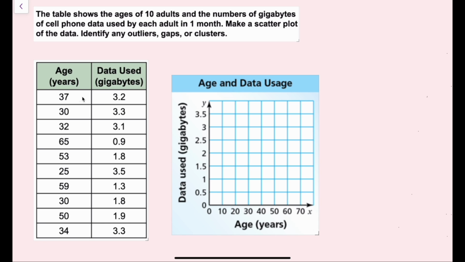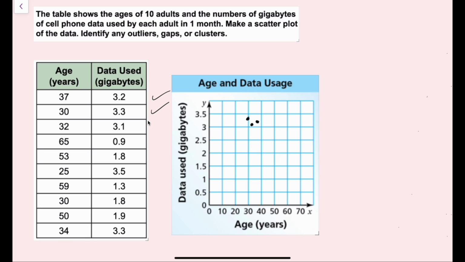So all I need to do is plot these ordered pairs from the table. Now we're not going to get every single point plotted perfectly, but we're going to get as close as we can. The first point is 37 years and 3.2 gigs of data. That's about right here. I'm going to check off my little box after I'm done. Then the next one is 30 years and 3.3, a little higher right there. Then I have 32, 3.1, slightly above the 3 there.